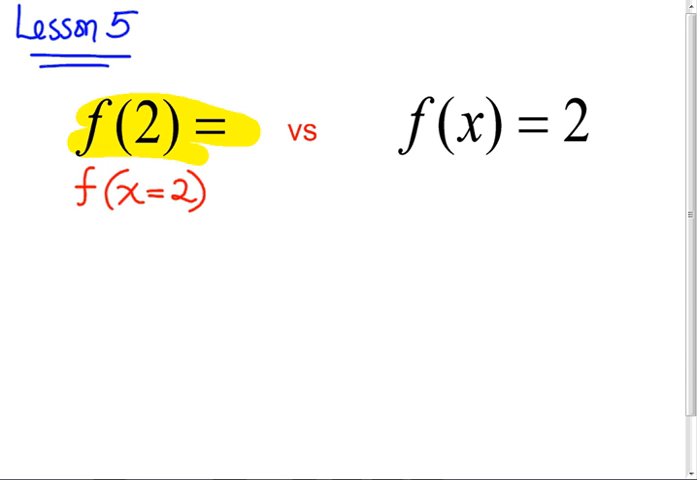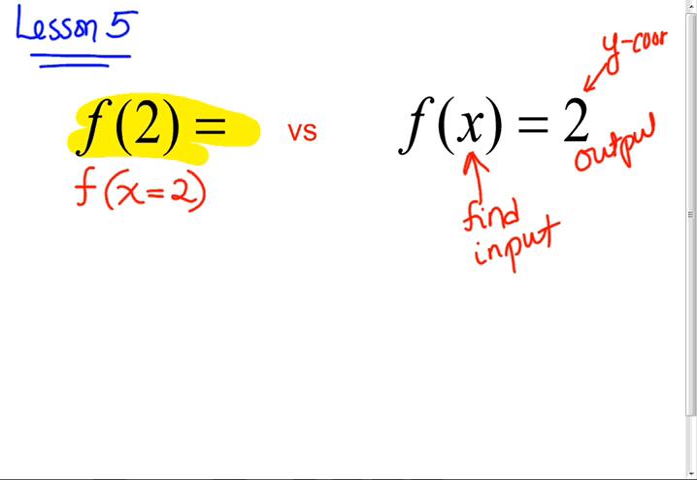This is the value of the function when x is 2. This is not that. This is saying the function equals 2. This is the y coordinate, and I want to find the x coordinate. Remember, the x's are the inputs, and these are the outputs.